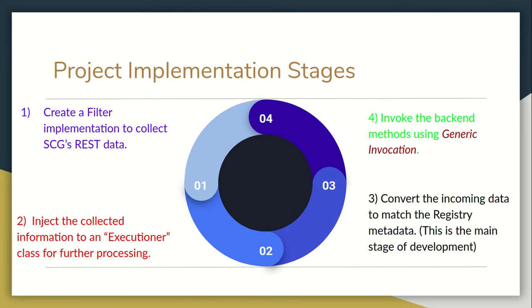There were certain stages during the course of this project implementation. The very first was to create a filter implementation to collect Spring Cloud Gateway's REST data. Second, inject the collected information into an executor class for further processing. Third, convert the incoming data to match the registry metadata. This third stage is the most important and is the main stage of this entire development process. And fourth is invoking the backend methods using generic invocation.